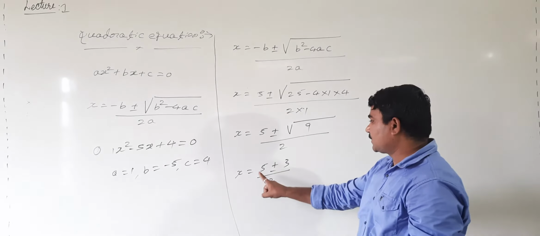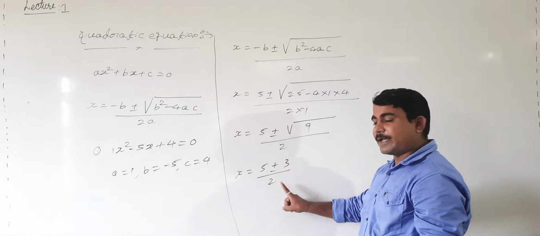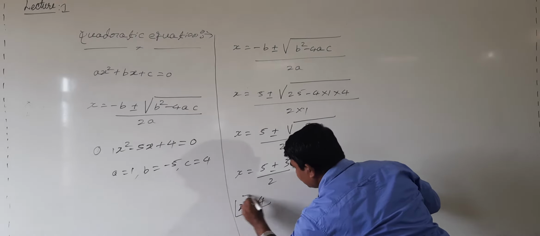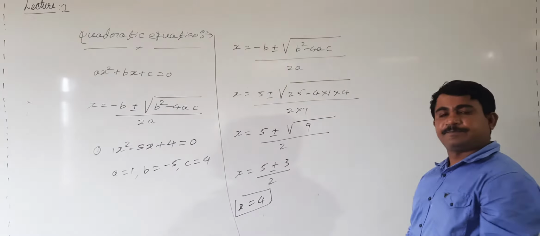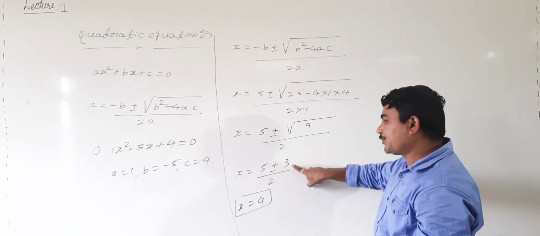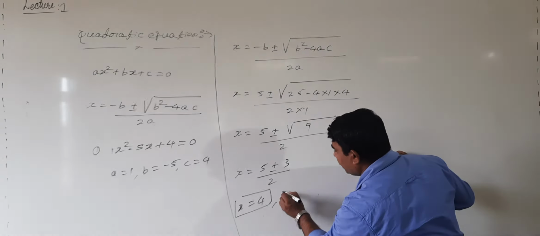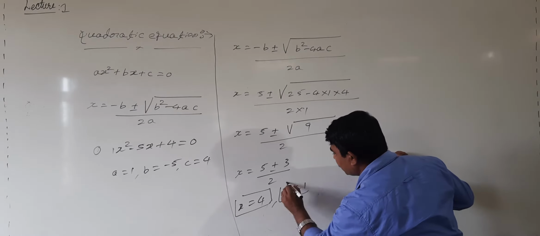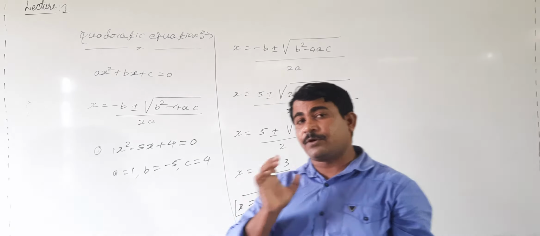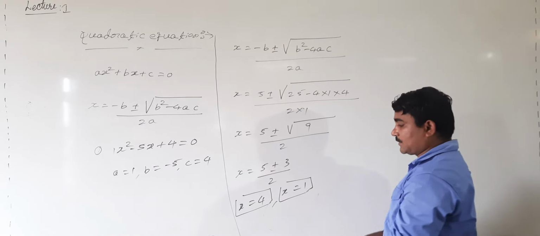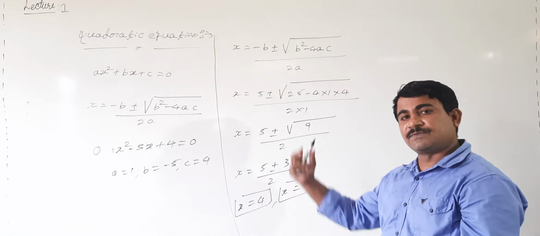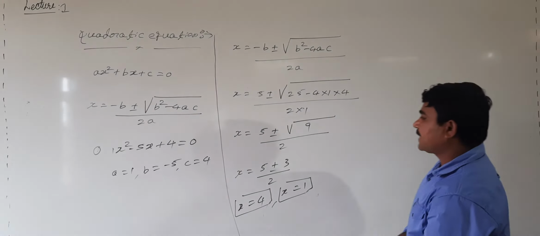Plus or minus. 5 plus 3 is 8. 8 by 2, x equal to 4, right? Next, 5 minus 3 is 2. 2 by 2 equal to 1. x equal to 1. In the quadratic equation, we found two values of x. One value is 4, another value is 1. This is one example. You can take one more example.